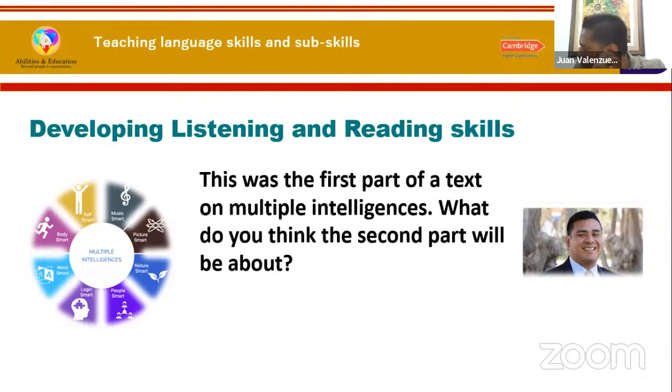Okay, this was the first part of a text on multiple intelligences. What do you think the second part of the text will be about?